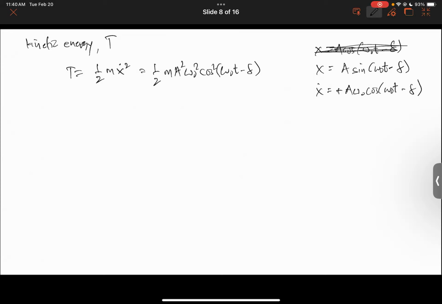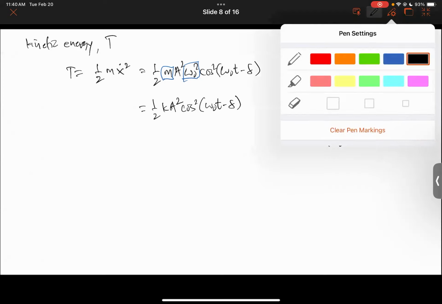Okay, and we know that omega naught squared is equal to k over m. So m omega naught squared is equal to k. Okay, meron tayo nitong m omega naught squared dito. So papalitan natin yan ng k. So 1/2 k a squared cosine squared omega naught t minus delta. Okay, and yan yung ating ngayong expression for the kinetic energy.